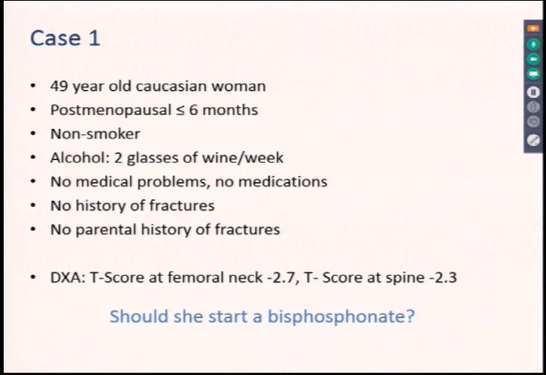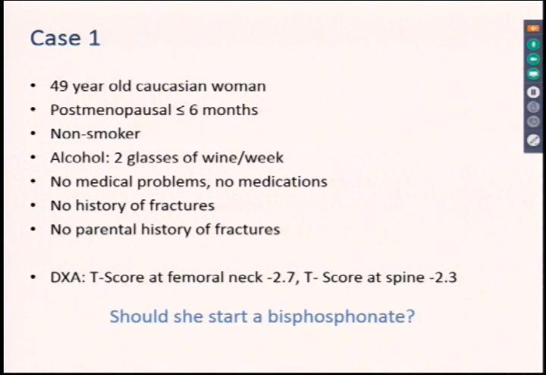So the first case, and both are real cases from my practice. The first case is a 41-year-old Caucasian woman. She's been menopausal for just a few months. She's a non-smoker, drinks only 2 glasses of wine per week, no other medical problems, does not take any meds, no history of fractures, no parental history of fracture, really very low risk as far as bone is concerned.